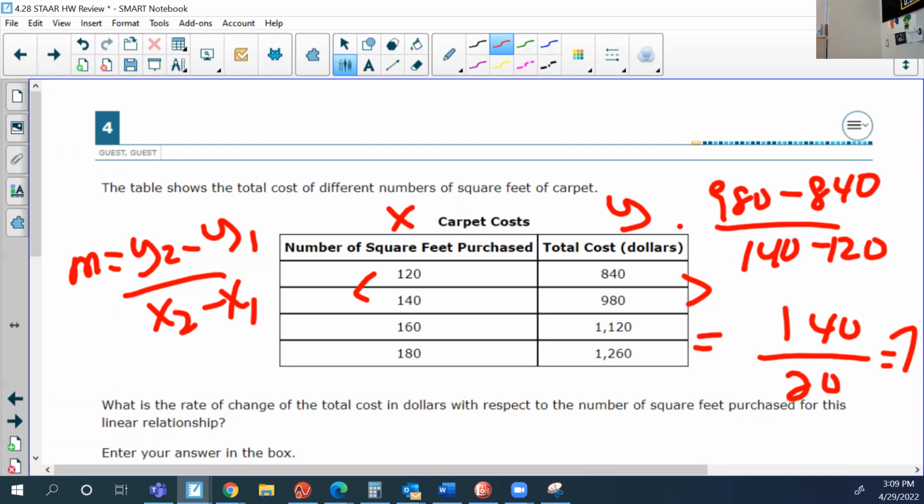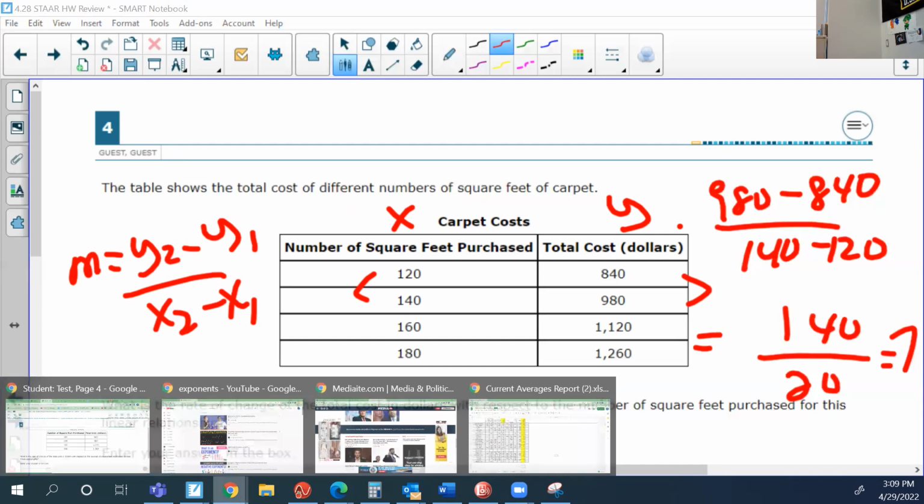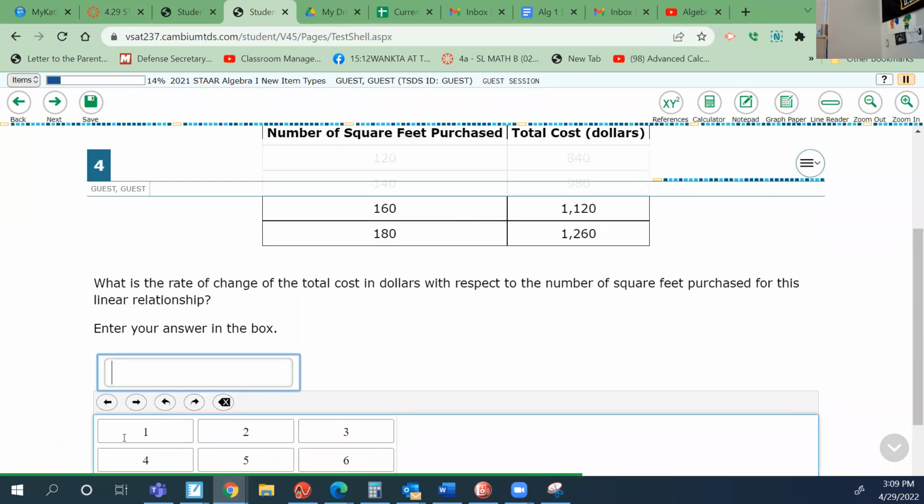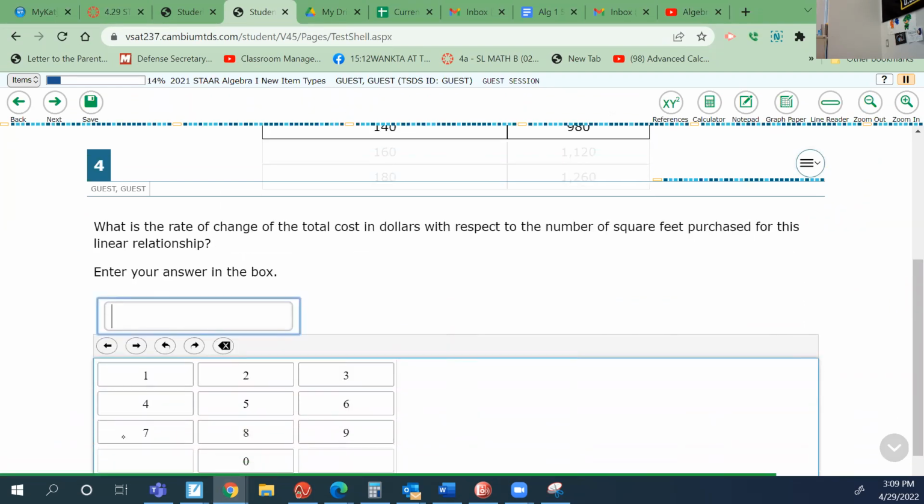7. So go back to the practice test now. My answer is going to be, I'll put 7 there. 7, 7, 7. There you go. Let's move on to the next one.